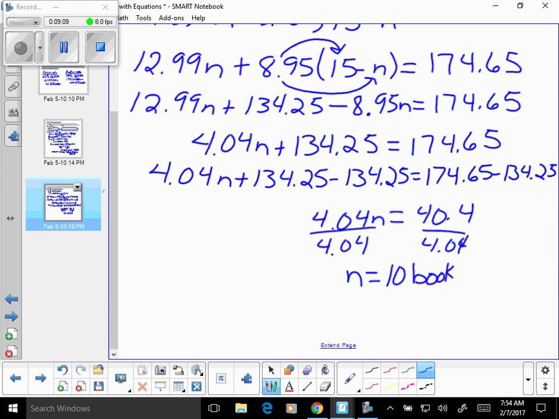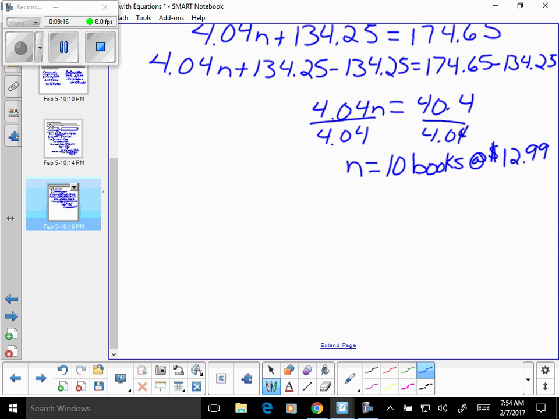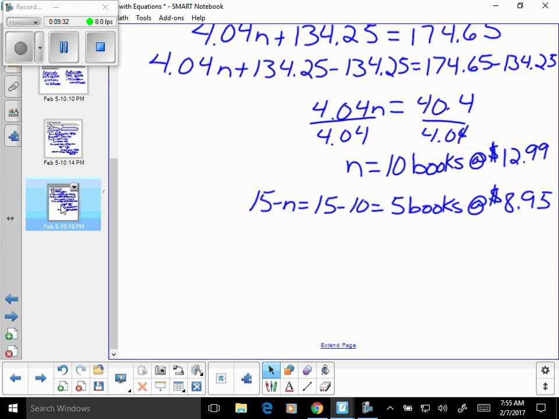Now those are the expensive ones, so that's the ones that are at $12.99. But we want to know how many of each. So we're going to have to take 15 minus n, which would be 15 minus 10, which would equal 5 books at $8.95. And that's the conclusion of Lesson 6-7.